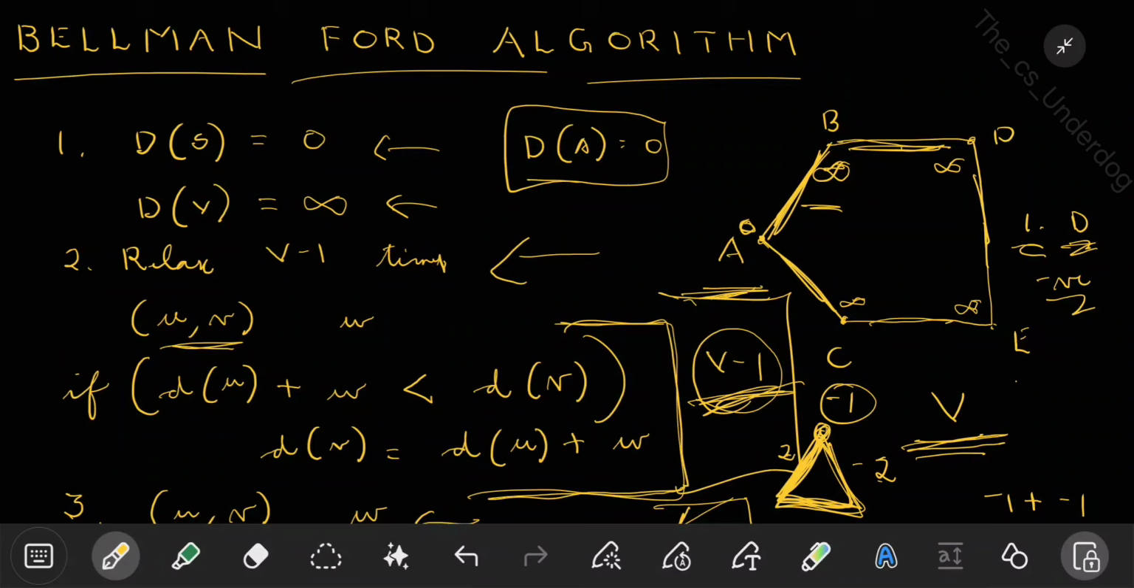In the next lecture, we'll take a graph and see exactly how Bellman Ford is working, how in each iteration the distance to each vertex is changing, and how we are reaching the final solution. After that, we'll see how to write the algorithm for Bellman Ford, how you can write code. Then we'll see time and space complexity analysis, and these things we'll see in the upcoming lectures.